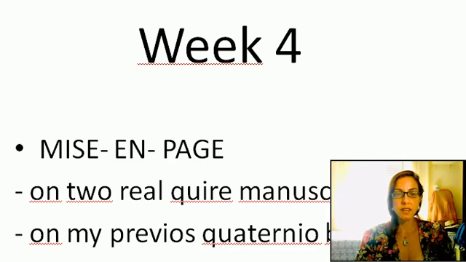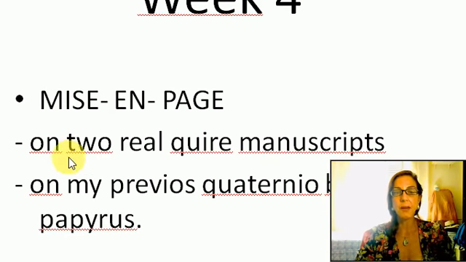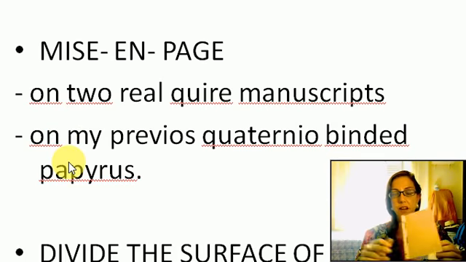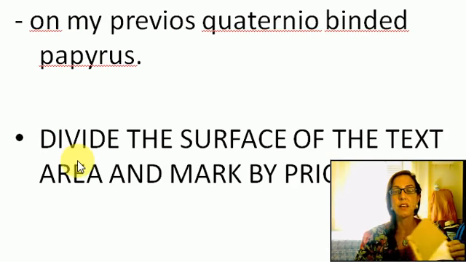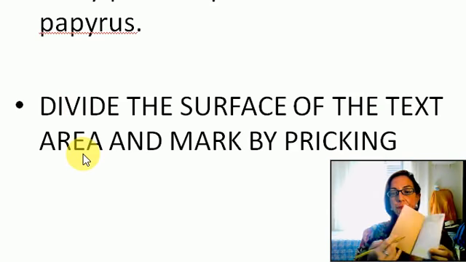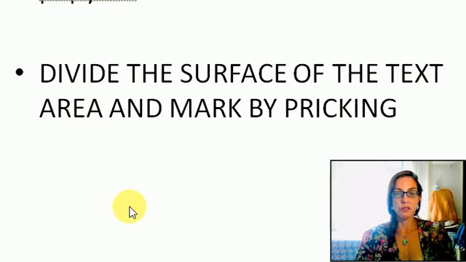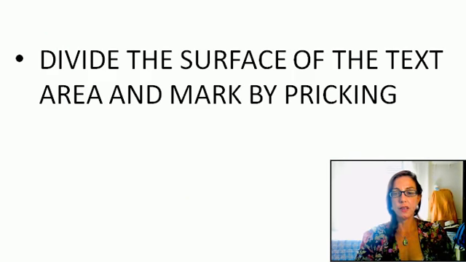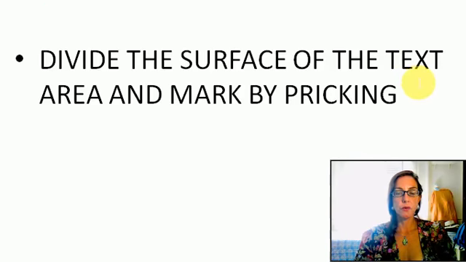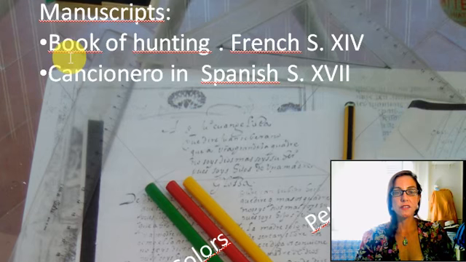This time I'm going to explain how I did the mise en page of the text, on two real choir manuscripts and on my previous quaternio bound papyrus from last week's exercise. And how I divided the surface into the text area and marked by pricking the margins for the lines to make clear writing.